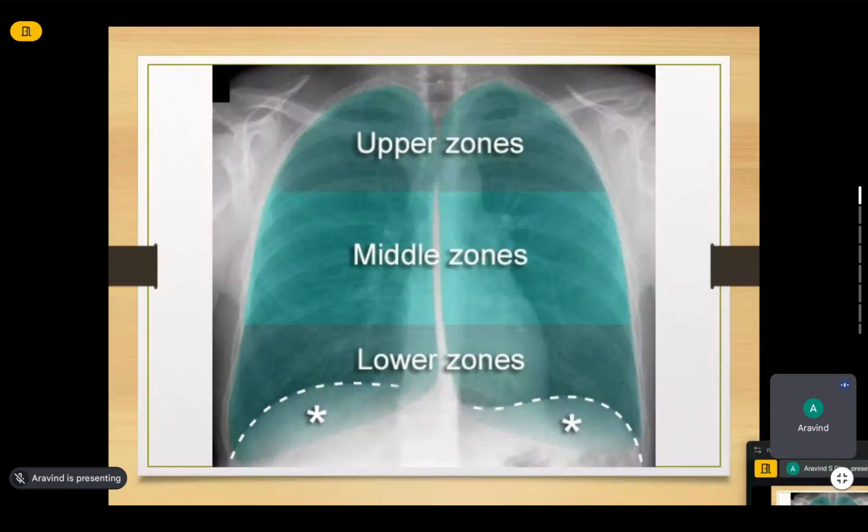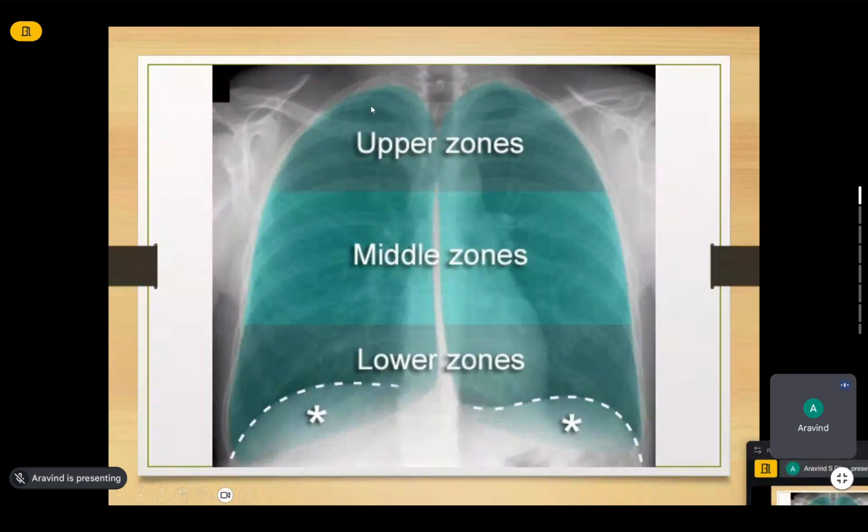Coming to the lung. While radiologically assessing, we classify the lung into three zones: upper zone, middle zone, and lower zone. But kindly don't confuse the zones with the lobes. Lobes are different and zones are different. Zones are where we stratify the lung field into thirds, each one third of the whole length of the lung being one zone. Like that we divide the lung into the upper zone, middle zone, and lower zone.